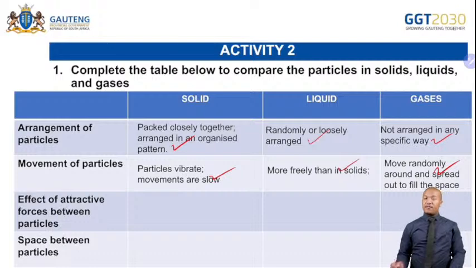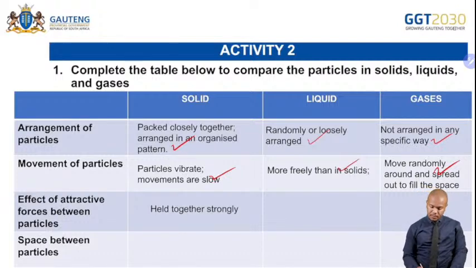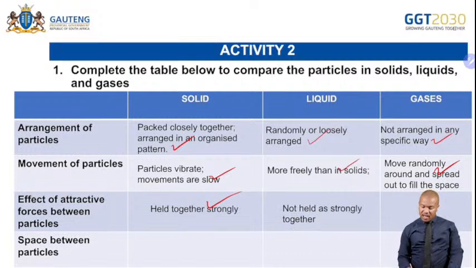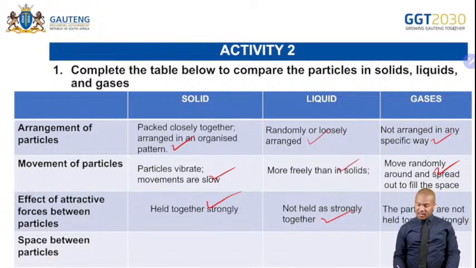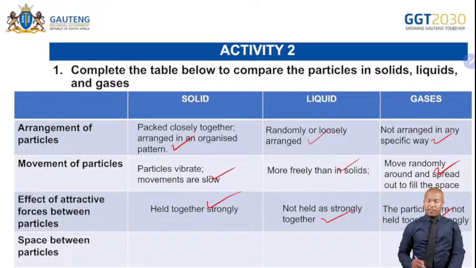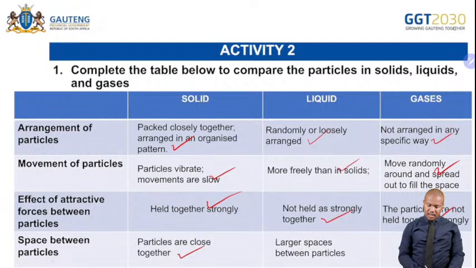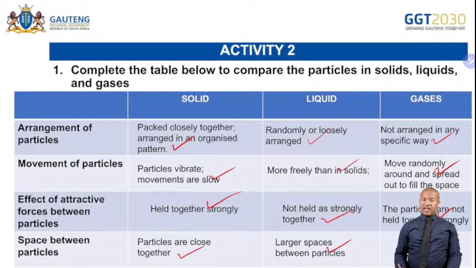Now the effect of attractive forces between the particles. In solids, they are held together strongly. And in liquids, they are not held as strongly together. Then for gases, the particles are not held together strongly either. Now let's look at the spaces between the particles. For solids, the particles are close together, leaving no space. For liquids, the particles have larger spaces in between them. And for gases, they have very large spaces between them.